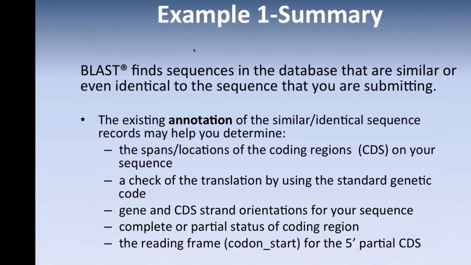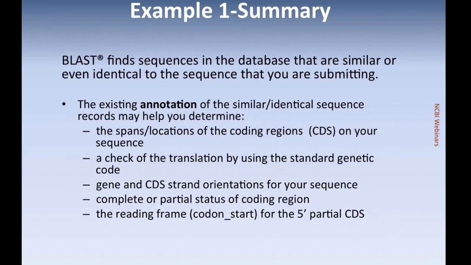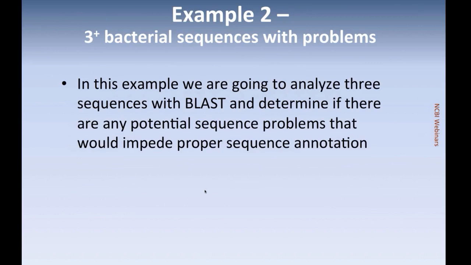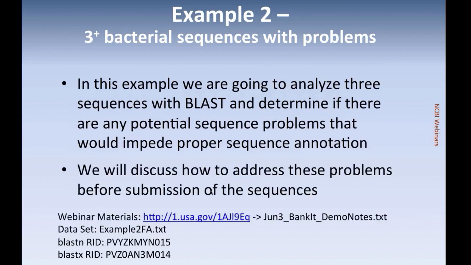Let's go back to the slides and just do a recap. We use BLAST to identify the coding region, the verification of the genetic code translation, and we also identified strand orientation and the partial or incomplete status of our coding region. Let's go to example number two, which is bacterial sequences. Again, we're going to use BLAST to determine if there's any potential problems, and we're going to discuss how to address these problems before you submit the data to GenBank.